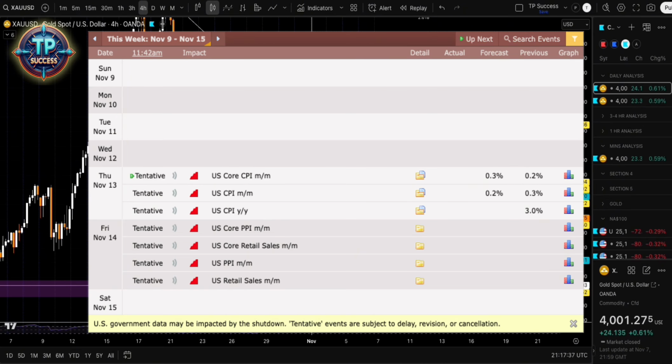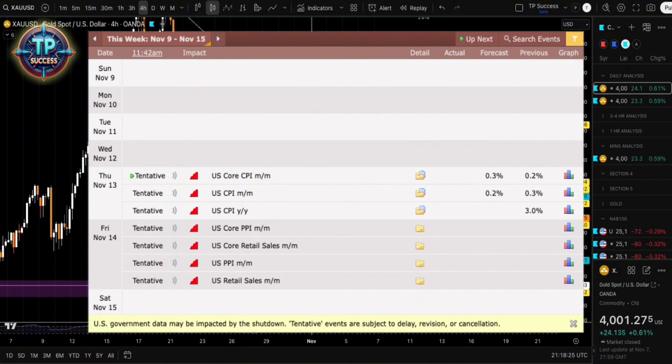Okay, so obviously the US government is still closed, right? So we have US core CPI month on month, and then we have US CPI, and then CPI year on year, and that's on a Thursday. Then we have US core PPI month on month, and US core retail sales, as well as US PPI month on month, as well as US retail sales. So these are the moves that we've got coming out, and it's going to be from Thursday to Friday.